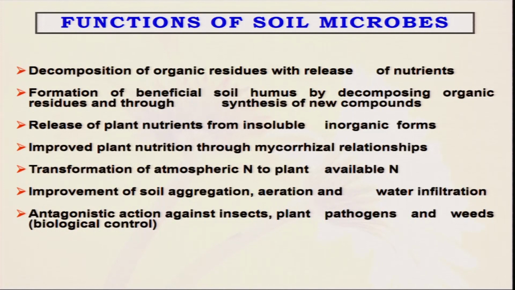What are the functions of the different types of soil microbes? Decomposition of organic residue and release of nutrients, formation of beneficial soil humus, release of plant nutrients, improved plant nutrition through the mycorrhizal relationship, and transformation of atmospheric nitrogen to available nitrogen, as in the case of rhizobium bacteria, where they form nodules and fix nitrogen biologically. They also help soil structure through improvement of soil aggregation and stability. If the soil aggregation is good, then even with too much rainfall or high-velocity wind, erosion will be less.